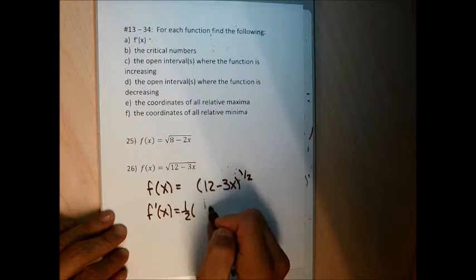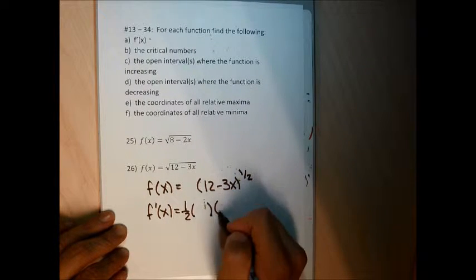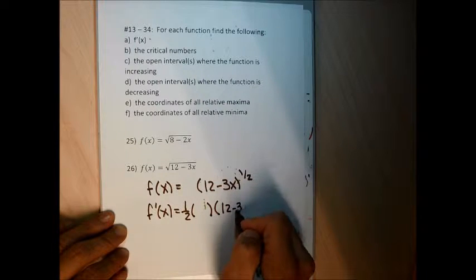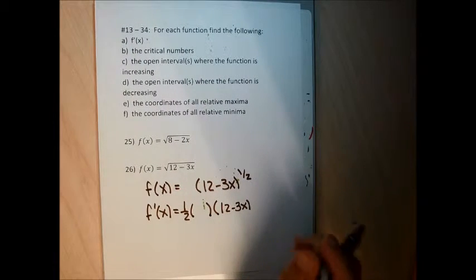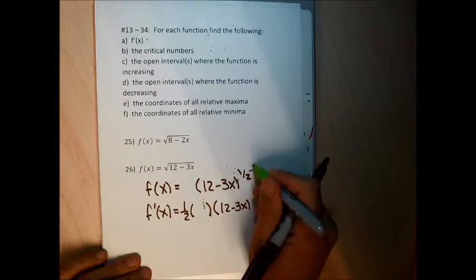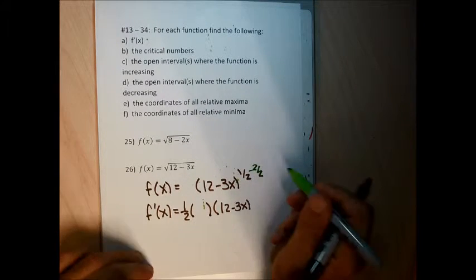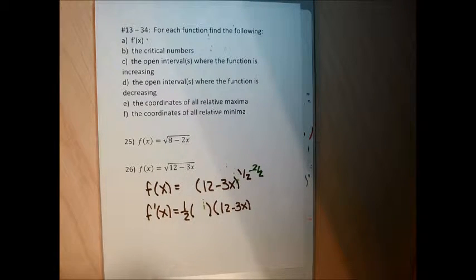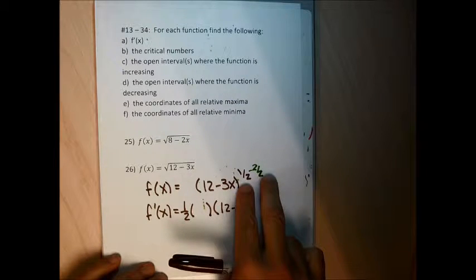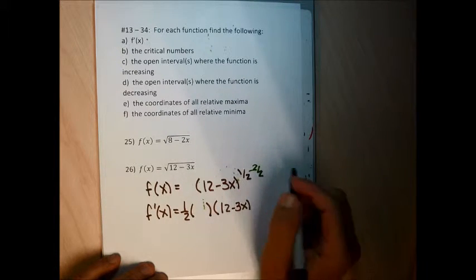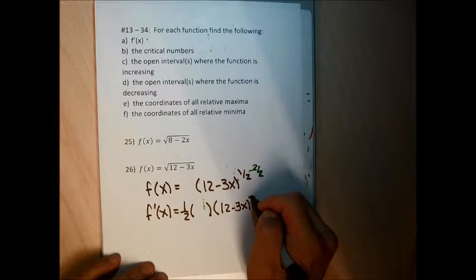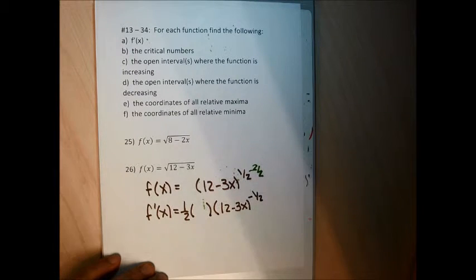I'm going to leave myself some room. And then I'm going to leave the contents of the parentheses the same and lower the exponent by 1. And instead of lowering the exponent by 1, I'm going to do 2/2 because that makes it easier to simplify that exponent. 1/2 minus 1 is the same as 1/2 minus 2/2. That simplifies to -1/2.